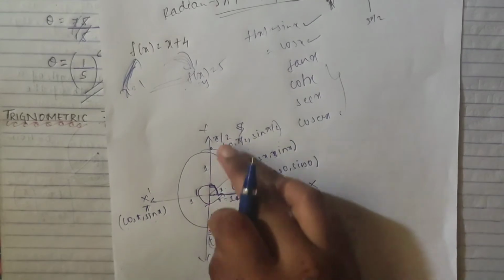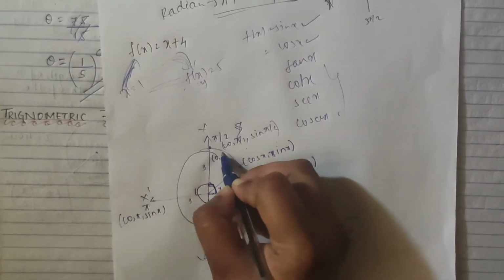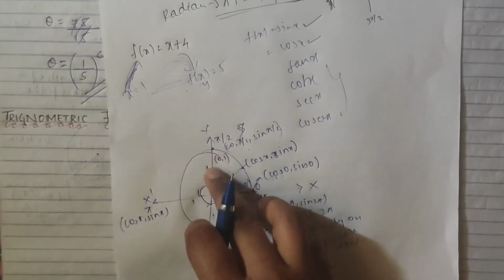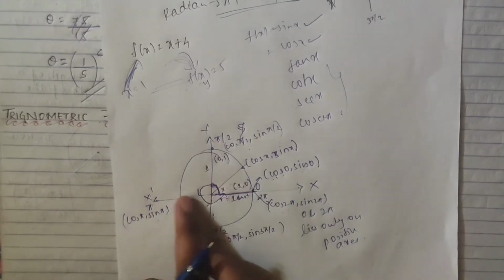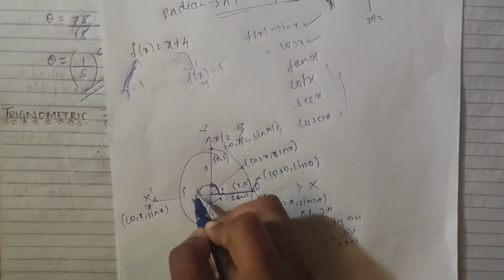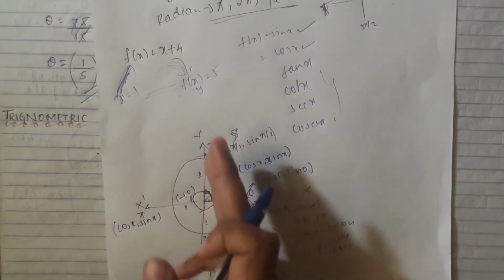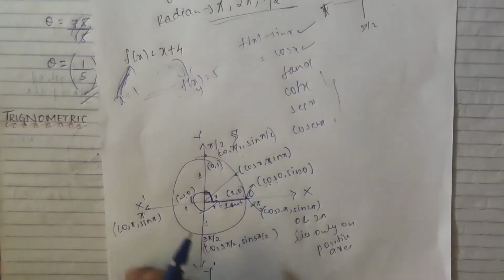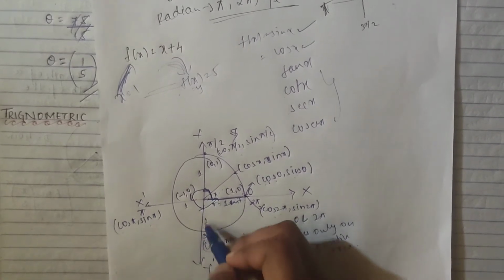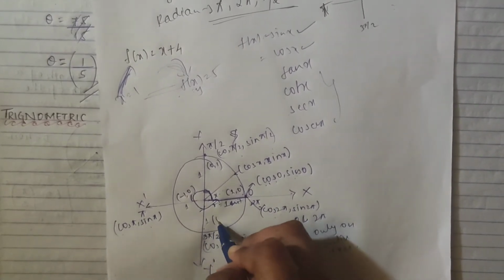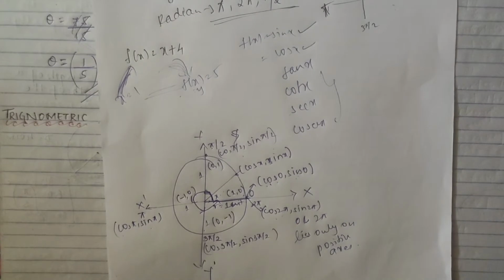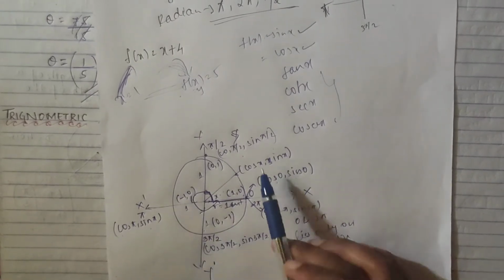And here if you come at pi by 2, it will be 0, 1, because your x will be 0 but your y will be 1. And this side it will be minus 1, 0, right? Because on the negative side this is negative, this is positive, like your number line. And here if you come to 3 pi by 2, it will be 0, minus 1. So here you can see you have got the coordinates.